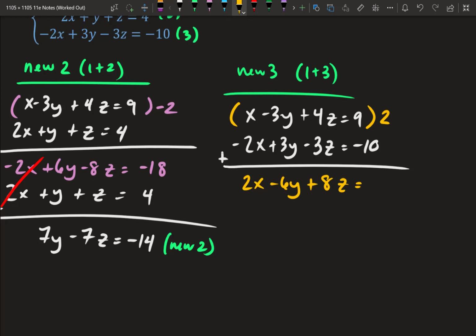2 times 9 is 18. Sorry, I was adding the bottom in my head. So easy to do that. 9 times 2 is 18. And we did nothing to the bottom.